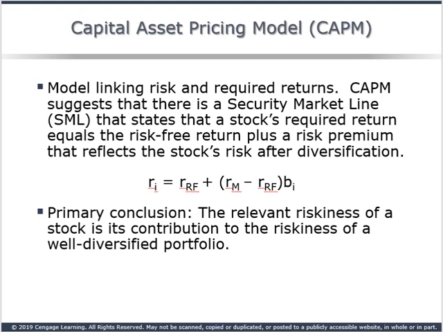We see that R sub i, the return on the investment, equals R sub RF, the risk-free rate of return, plus the difference of the rate of the market minus the risk-free rate of return. The difference of those two values is what we refer to as the market risk premium. Then we multiply that difference by the beta. The beta looks at the correlation of the returns for a stock relative to the market, as well as the standard deviations for the market and for that particular return.